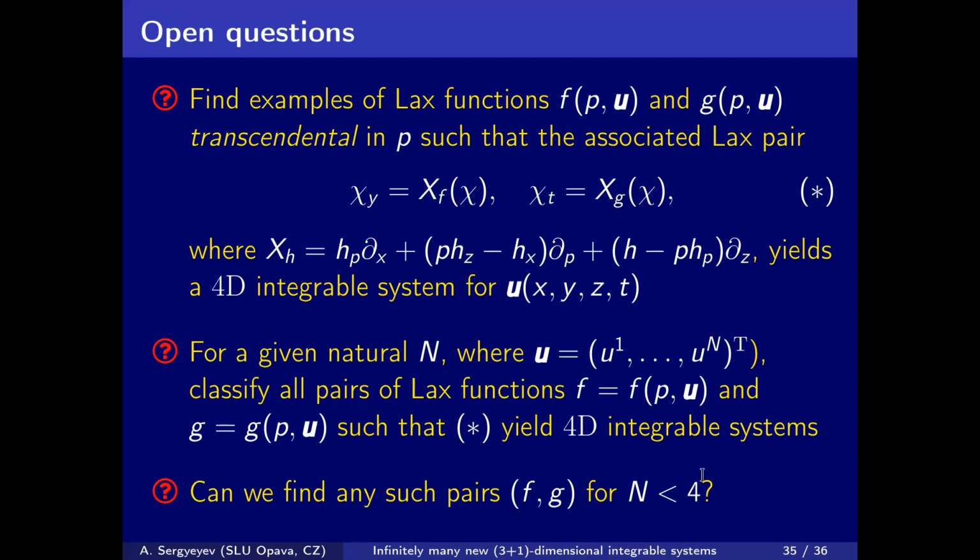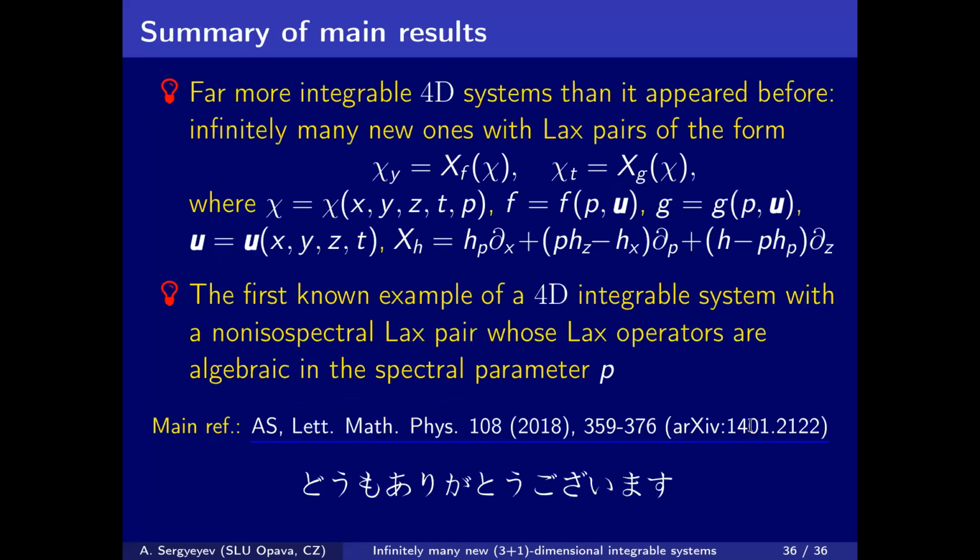integrable nonlinear 4D systems. Another related question is whether one could find any pairs f and g such that the Lax pairs star would produce integrable 4D systems with less than 4 dependent variables.